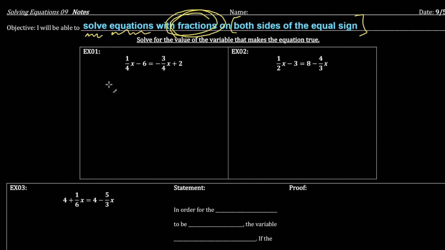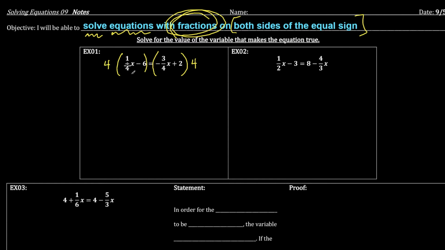The first thing we did last time was look at the denominator. So we're going to look at both. Both denominators are 4. So the common denominator would be a 4 or an 8 or a 12. I just like to stick with 4. So I'm going to multiply both sides by 4.